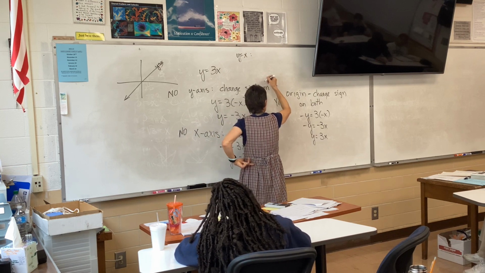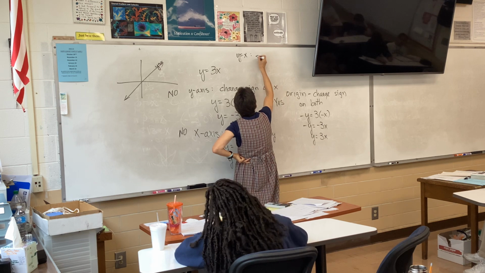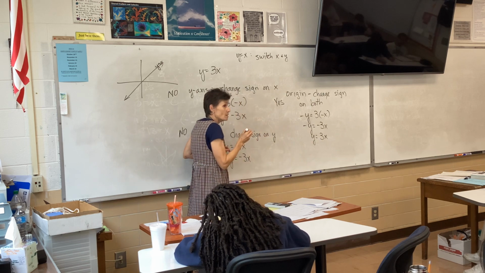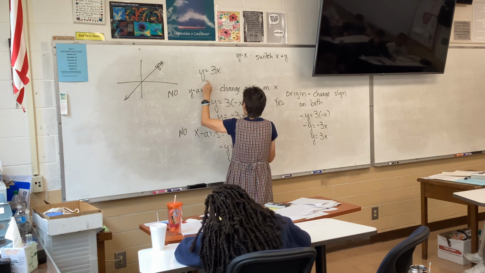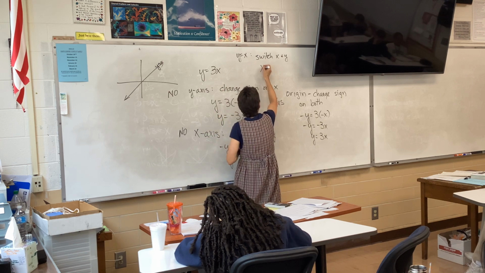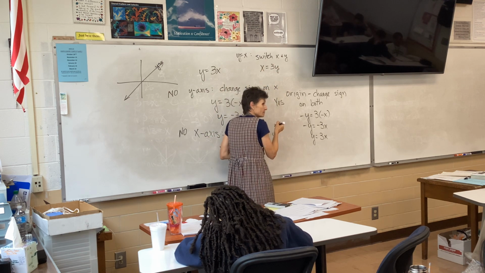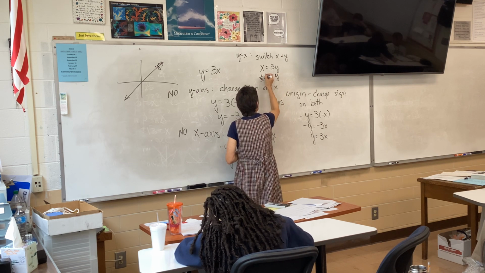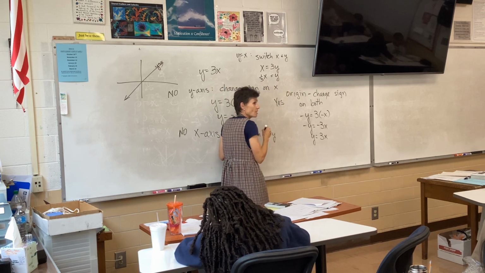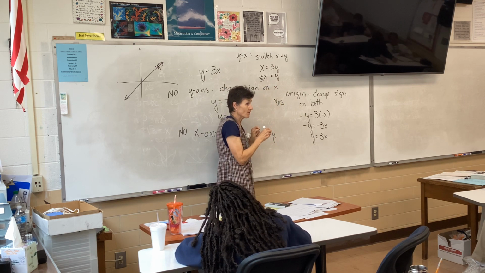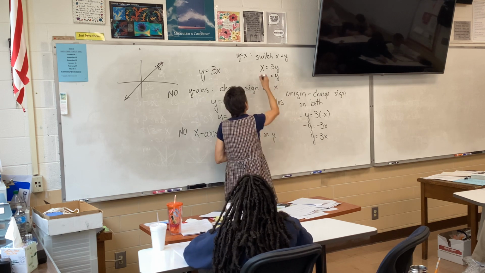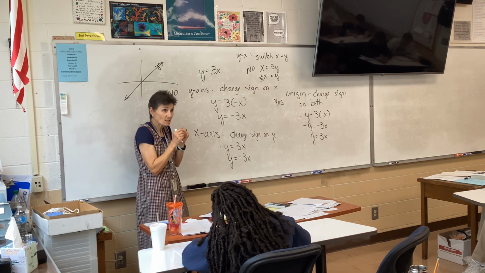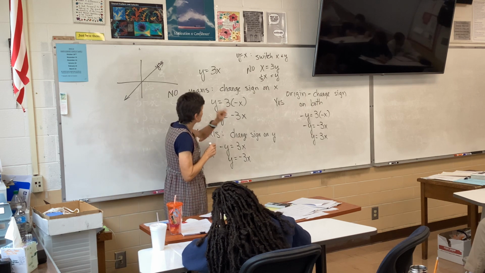To test for symmetry about the identity, you switch x and y. So in other words, instead of y equals 3x, it's x equals 3y. When I get y by itself, is that the same as the equation I started with? No. Believe it or not, there are functions that work that way. This is not one of them, so that would be a no. So the only special symmetry that this one has is the origin.